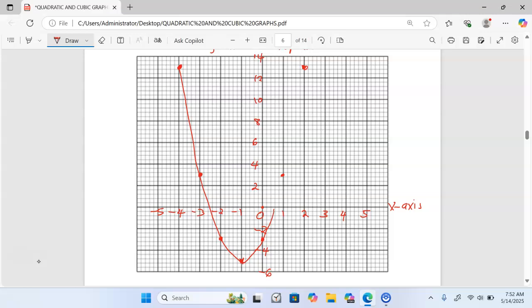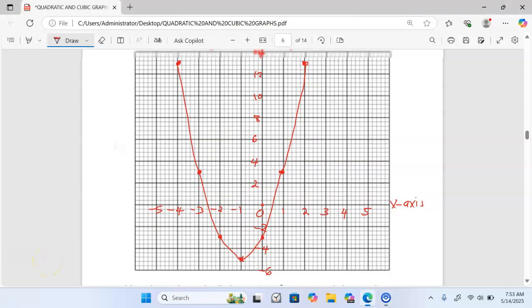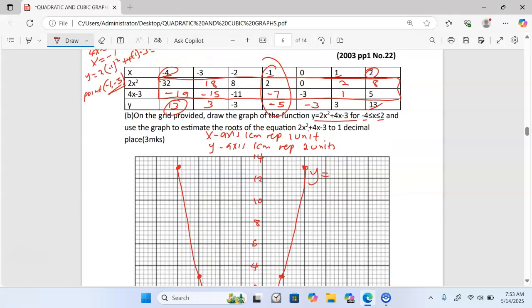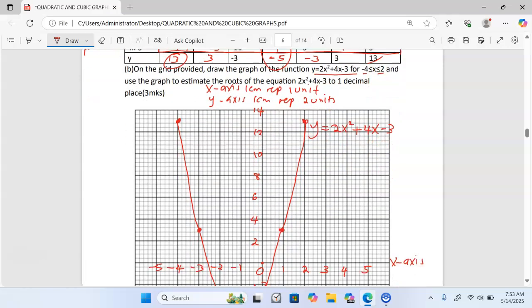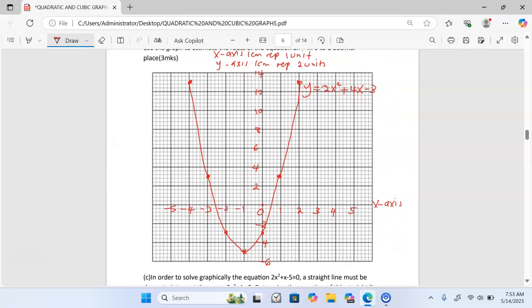This is our turning point here. That's what we have. So once you join all the plotted points, you come and label your curve. y is equal to 2x squared plus 4x minus 3. And now we have completely done that particular part. It is always important after finishing your curve, you label it.